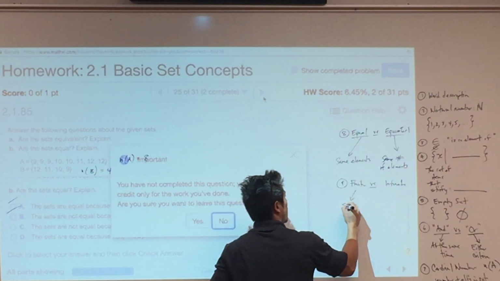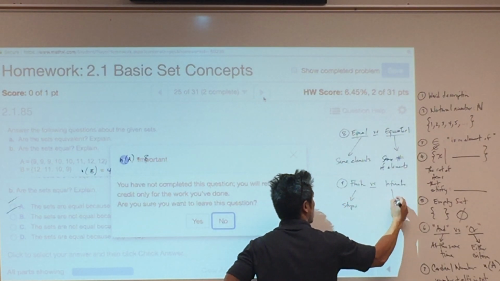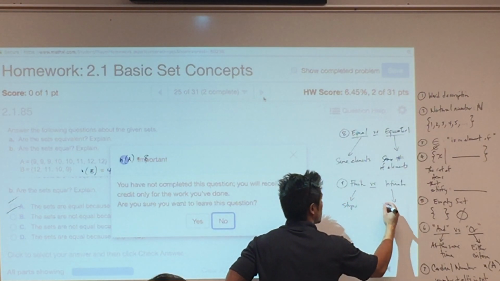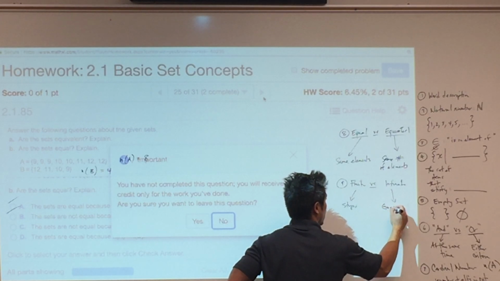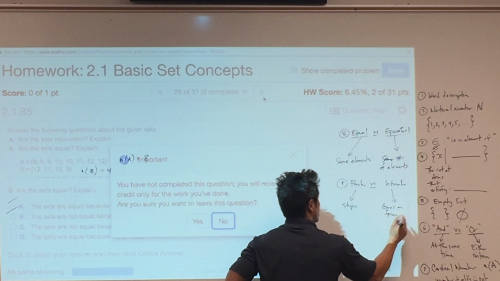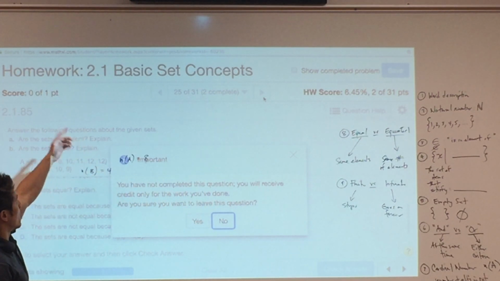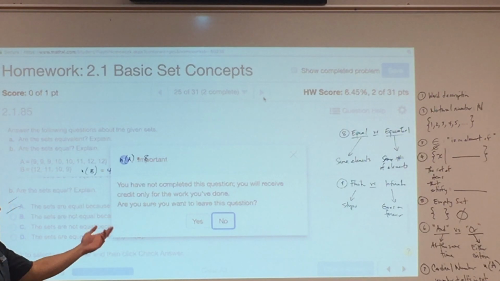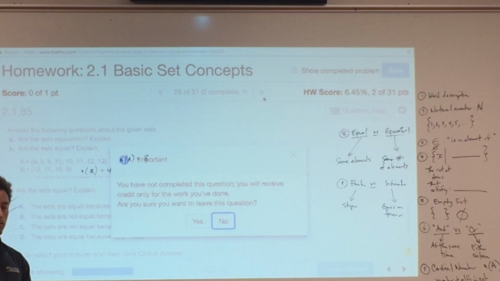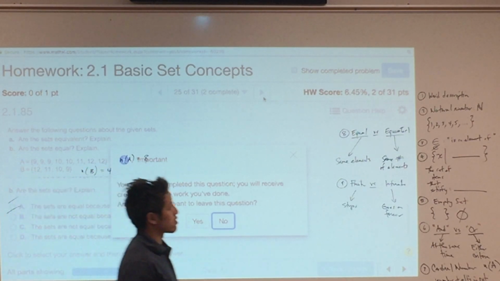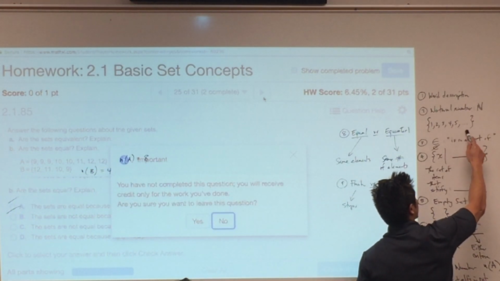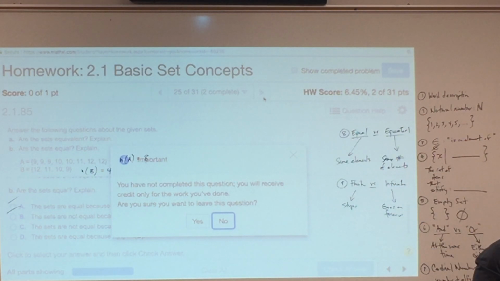Finite versus infinite. Finite stops. Infinite goes on forever. So when you're looking at your problems, the last 2 or 3 in this section are going to be asking you finite versus infinite. Finite sets end. An example of finite sets, these are both finite sets because they stop. Infinite sets, like the set of natural numbers right here, go on forever. That's all I have to say about that.